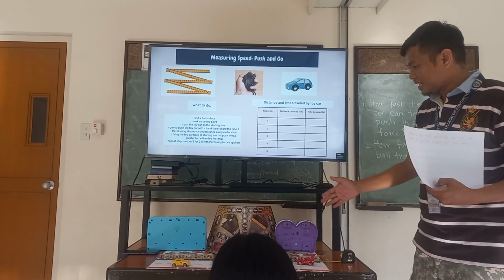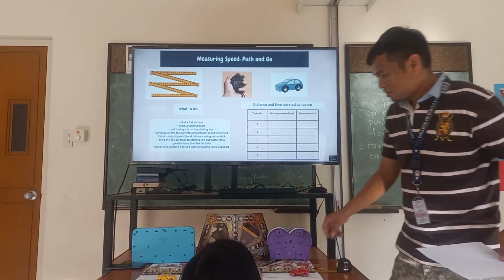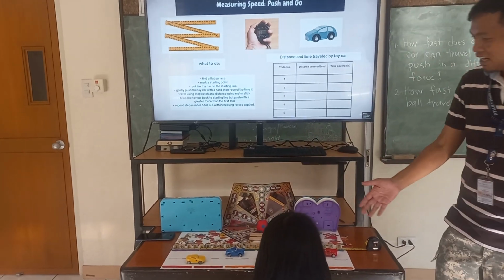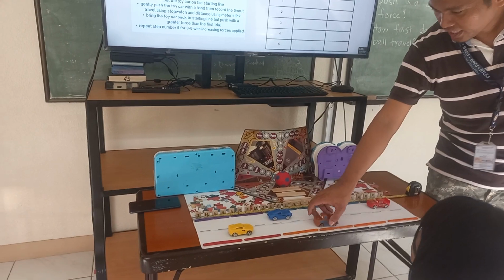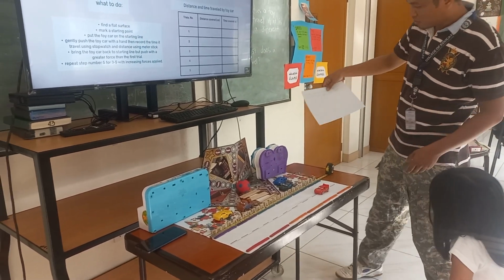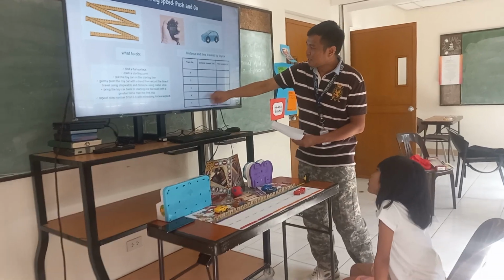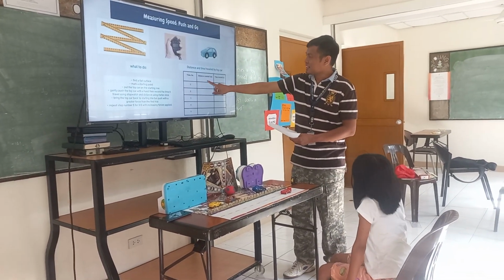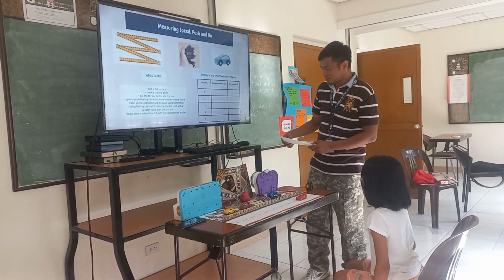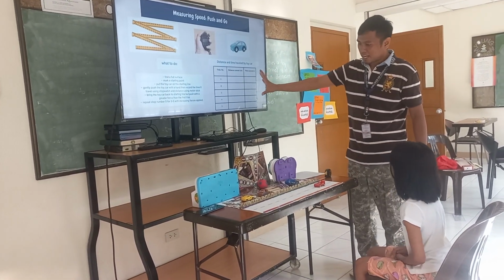So these are the materials that we're going to use in order to measure the distance and time. So this is McQueen and his friends. These are the cars. But this time, we will use only this one. This is McQueen. And we have trials 1, 2, 3, 4, and 5, and we are going to get the distance in centimeters and the time covered in seconds. Okay, so are you ready, class? Yes. Okay, so we will have 5 trials.